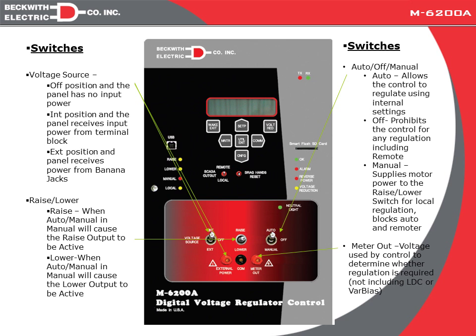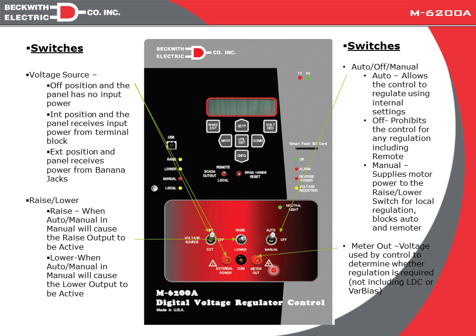And finally, we have an auto manual switch. And with the auto manual switch, we have three positions. In automatic, motor power is routed to the control, but not to the raise lower switch. In manual, motor power is run to the raise lower switch, but not to the control. And in the off position, which is the center position, motor power does not go to the control or the raise lower switch. So motor power can be present at the raise lower switch or at the control, but never at both places, and can be in neither place.